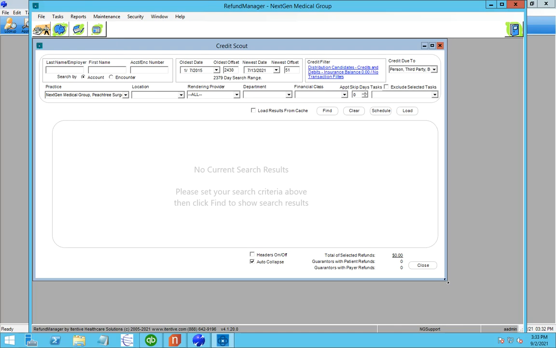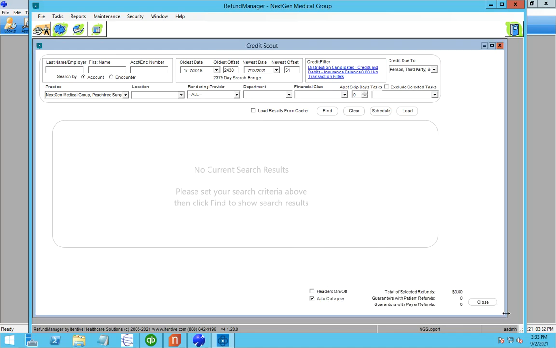So I already brought up the screen for the Credit Scout. And the Credit Scout again is going to find our line item credits that are sitting out there in NextGen. The screen is formatted to be similar to various NextGen search screens, especially on the PM side, where you have your criteria up on top and your results in the lower half of the screen. We can search by a number of different parameters.